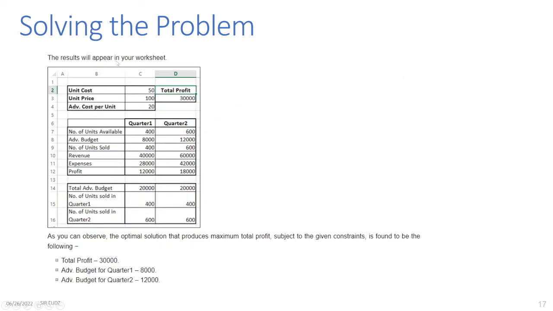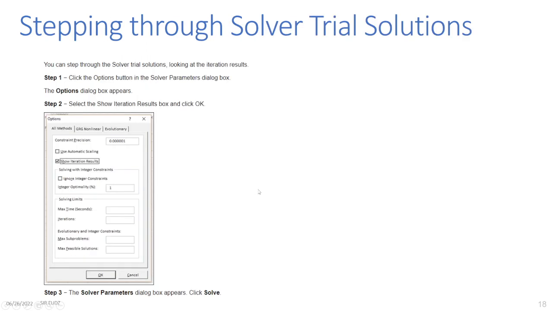The result will appear in your worksheet. So this is now the result. As you can observe, the optimal solution that produces maximum profit, so this will be our total profit, subject to the given constraints, is found to be the following. So the total profit will be 30,000 and the advertising budget for quarter 1 should be 8,000 and the advertising budget for quarter 2 should be 12,000. So that's a solution.